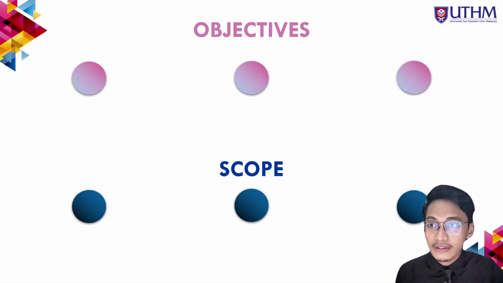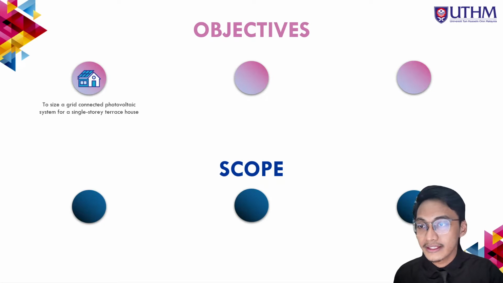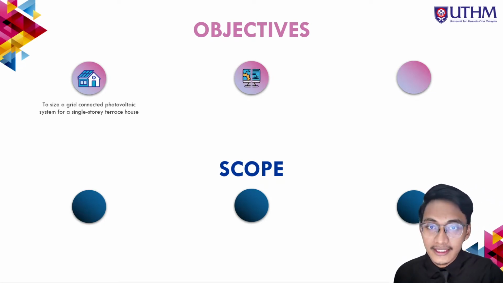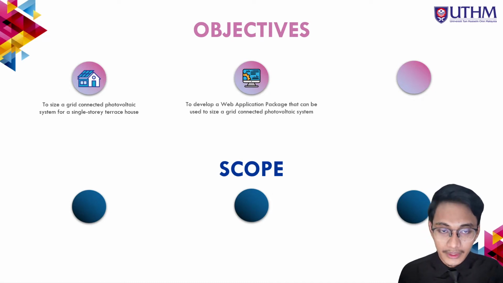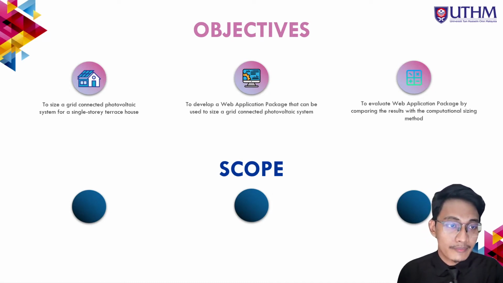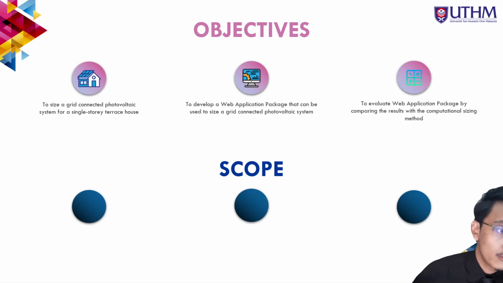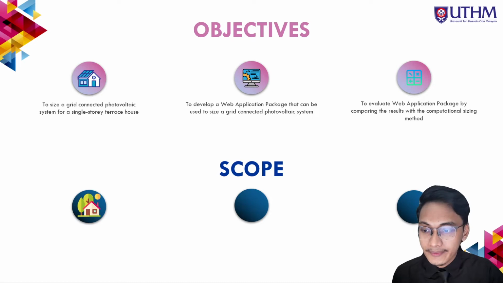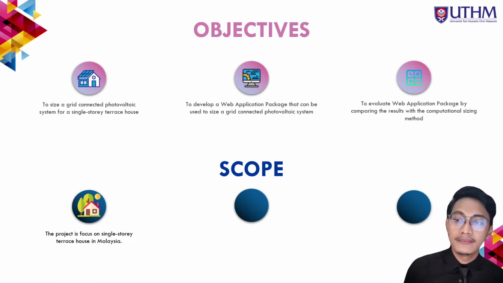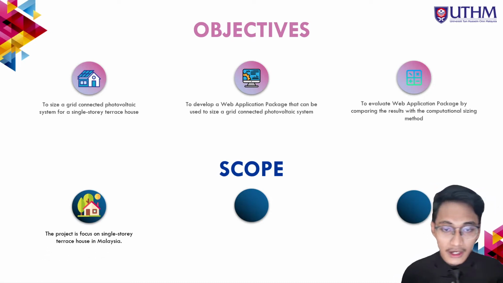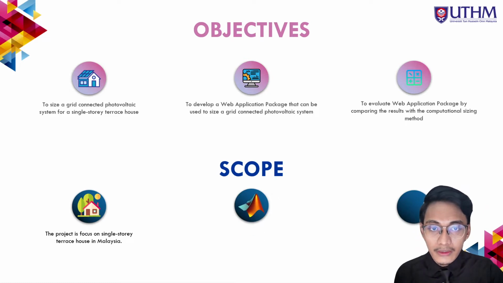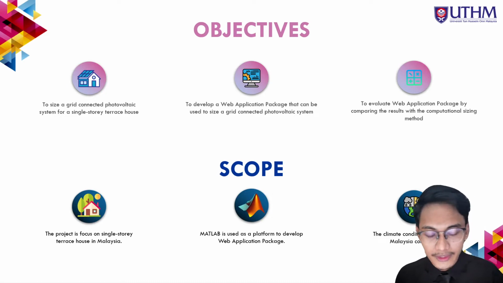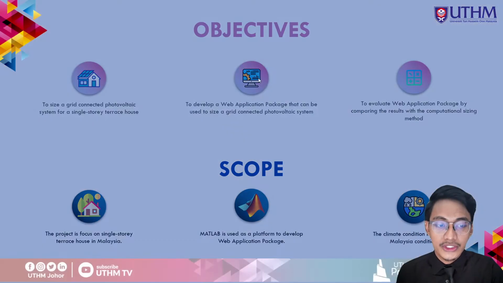The first objective is to size the grid-connected photovoltaic system for a single-story terrace house. Second is to develop the web application package. Third is to compare the results of the computational sizing method with the web application package. The scope focuses on the single-story terrace house, MATLAB will be used, and the climate condition is based on Malaysia.